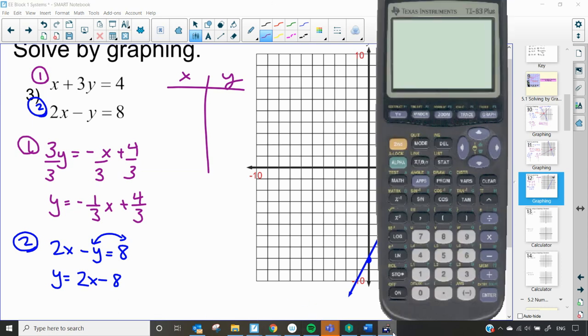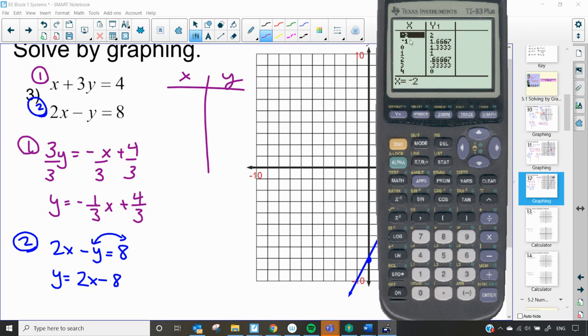I can also use my graphing calculator. On my graphing calculator, I would go to y1, and I can type negative 1/3 x plus 4/3. Zoom standard, so zoom 6 will give me my standard points. That's what the graph's going to look like, but I want to just build my table of values. So I can go to second function table, and it will give me a table of values there.